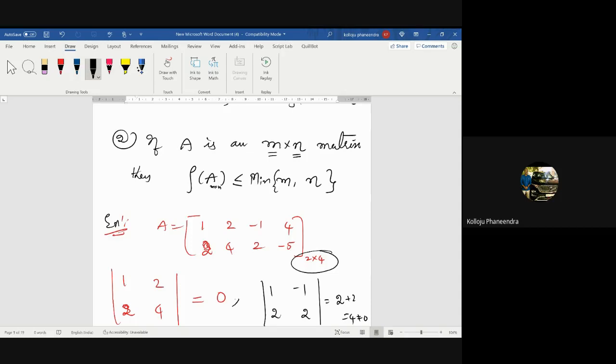For a non-singular matrix, the rank is the order of the matrix. For a singular matrix, the rank is less than the order of the matrix.